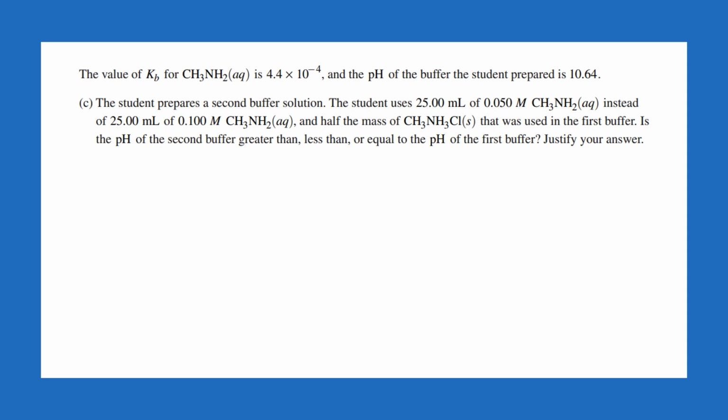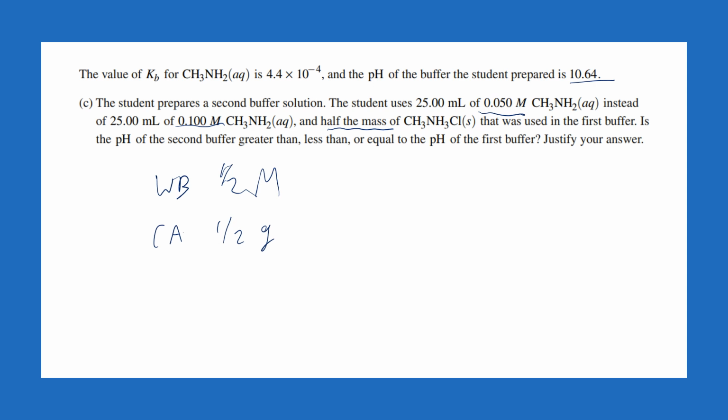Okay, so now they give us the Kb for that weak base, and the pH of the buffer is 10.64. Okay, the student prepares a second buffer solution. We use 25 milliliters of 0.05 molar CH3NH2 instead of 25 milliliters of 0.1 molar CH3NH2. Notice that the molarity is now half. So our weak base has half the molarity, and then half the mass, so our conjugate acid has half of the mass of the CH3NH3Cl.